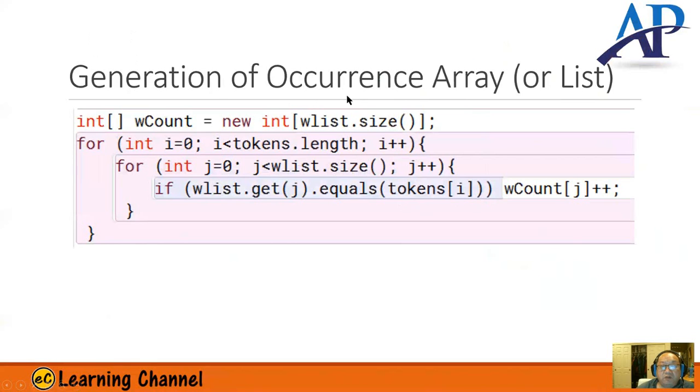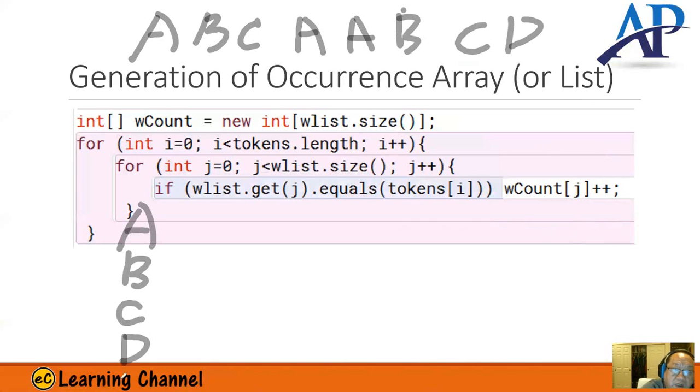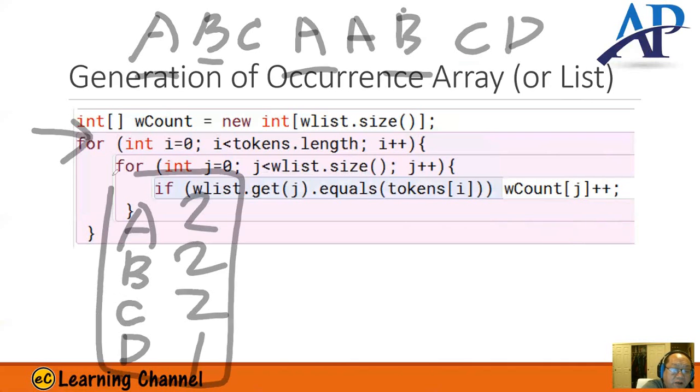Now we want to do a count list. Say I have A, B, C, A, B, C, D. I want to collect how many times A occurs, how many times B, C, and D. What's the algorithm called? Apparently A I have two times, B two times, C two times, D one time. What is this kind of data called? Sorting? No, it's not sorting. There is a standard statistical term for this.